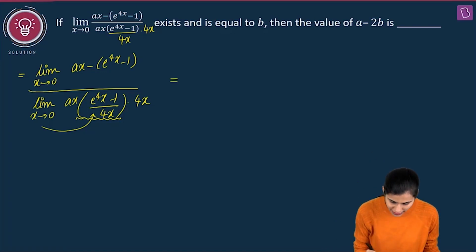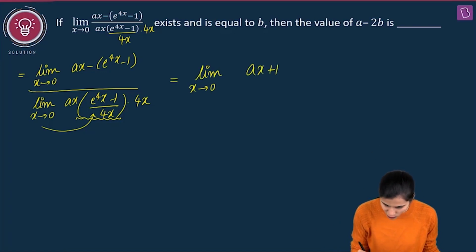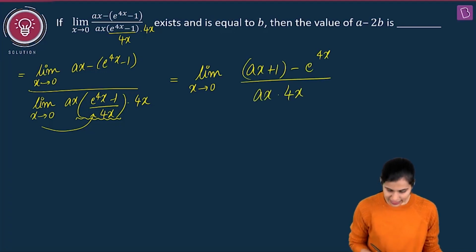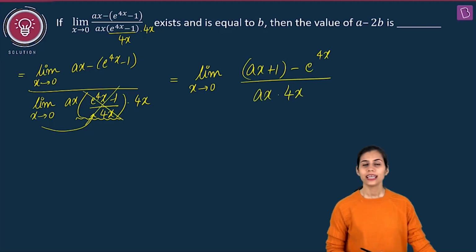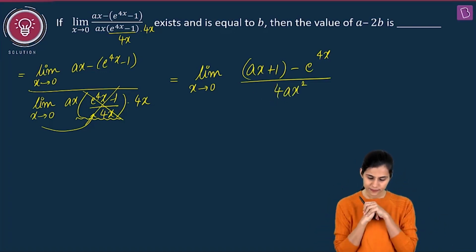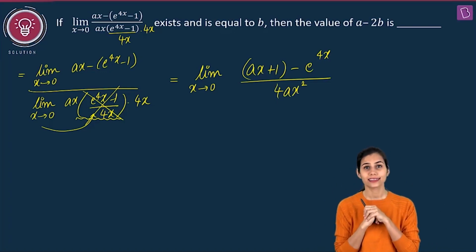So further, this complete thing boils down to what? Something even simpler. The numerator becomes ax plus 1 minus e to the power 4x and the denominator becomes ax into 4x. That's it. This complete term has converted to 1 because its limit is basically 1. Yes. So the denominator becomes 4ax squared. What next?